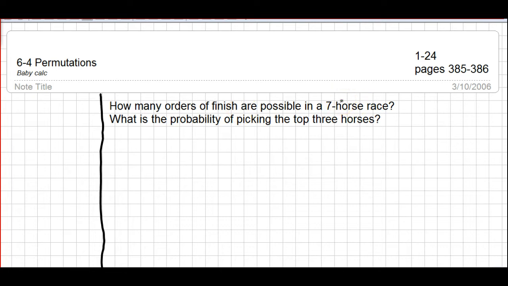for permutation type questions. So if we're thinking about 7 horses racing, and they're going to finish in a certain order, we're going to lay out 7 blanks, one for each horse. 1, 2, 3, 4, 5, 6, 7. Now just for labeling purposes, I'm going to label first, second, third, all the way down to 7th place.